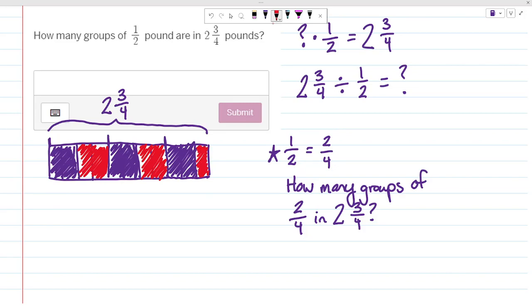And then I have this one left over. Remember, I needed 2 to make a group of 2/4. So here's one group, 2 groups, 3 groups, 4 groups, 5 groups. Remember, that's one group of 2/4, or one group of 1/2.